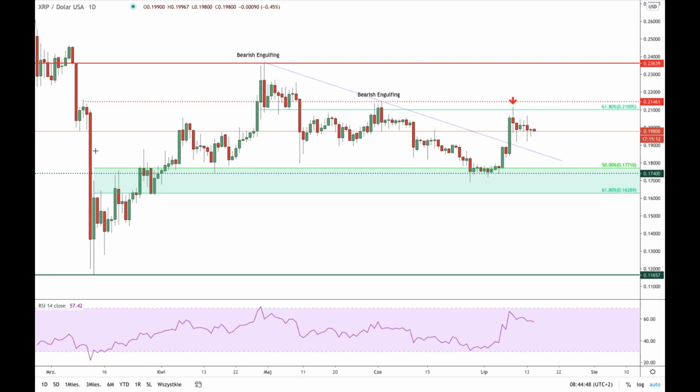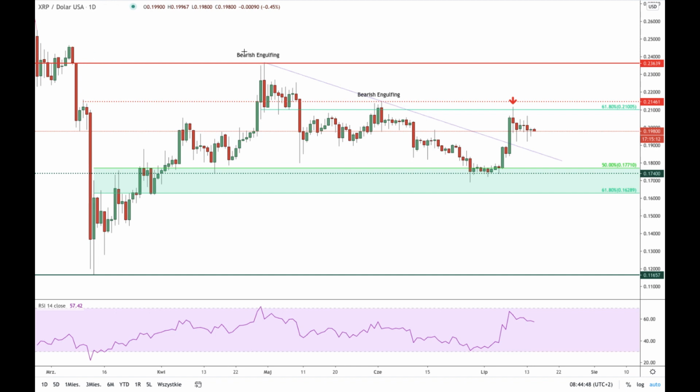After this big red candle has been made, we got another candle, which is green, and that candle retraced almost 50% of this drop down. And since then, the market is steadily trending up. We can even say that this is some kind of a local uptrend, but there is no new high made.